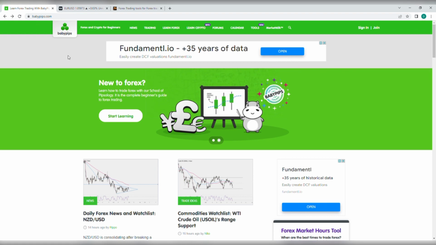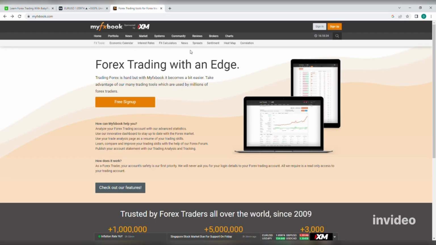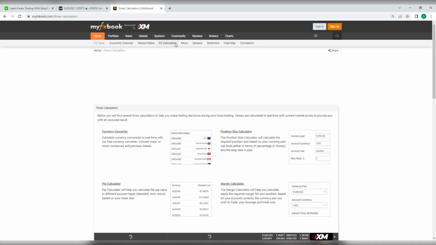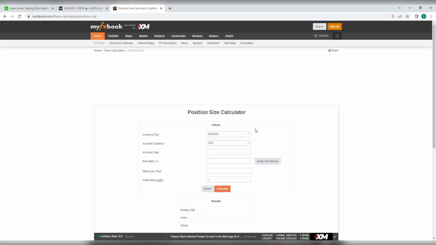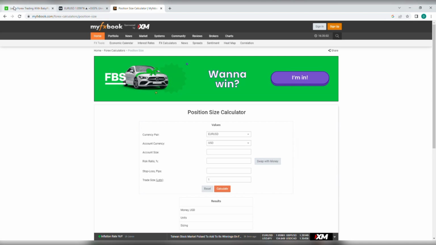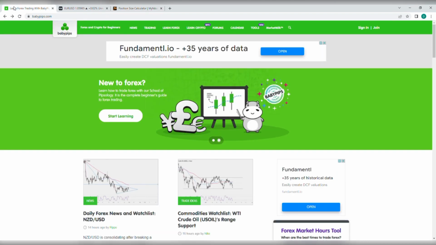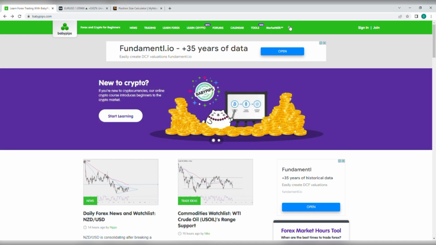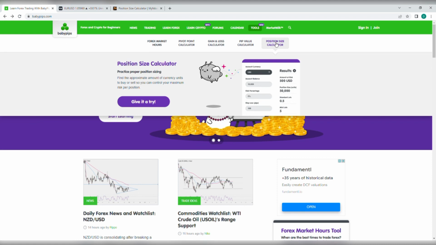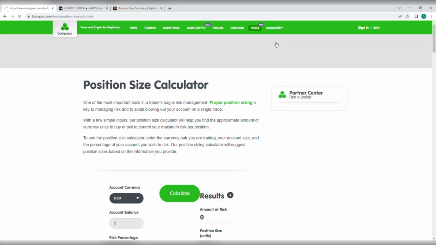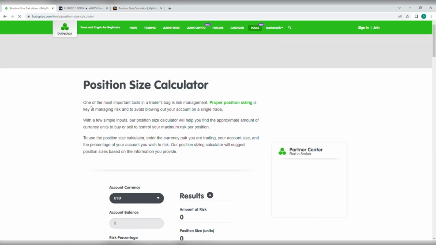So let me go on. This is the BabyPips platform. I use babypips.com for my position size calculator. My FX book also has a position size calculator, but BabyPips is more user friendly and more understandable. So for this purpose, I'll be using babypips.com. Once you come to the website, you have to go to tools, and you will see position size calculator. So this is the position size calculator.